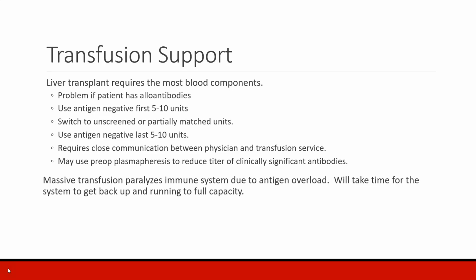Massive transfusion paralyzes the immune system due to antigen overload, and it will take time for the immune system to get back up and running to full capacity. So this patient has had a transplant. They're going to put them on heavy-duty immunosuppressive drugs to basically shut down the immune system. So those incompatible cells that remain are probably safe because we've thoroughly emptied the patient of blood, replaced it totally with donor blood, and by the time the immune system wakes up, and again, because they're on immunosuppressive drugs, this really shouldn't be an issue.